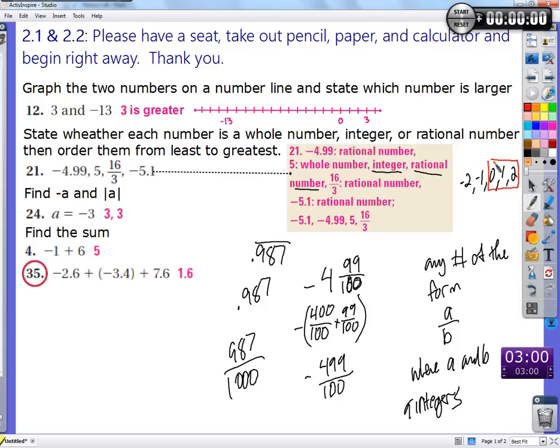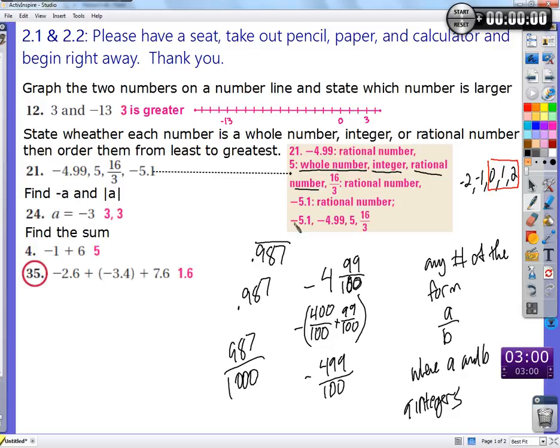Yes, the whole numbers, right? So that's why they even more specifically say it's a whole number. Right. 16/3, rational number. Clearly not an integer. If it's not an integer, it couldn't be a whole number. So it's just a rational number. And negative 5.1 is a rational number because we just discussed how if a decimal terminates, we could just say, well, that's negative 5 and 1/10, and we're on our way.